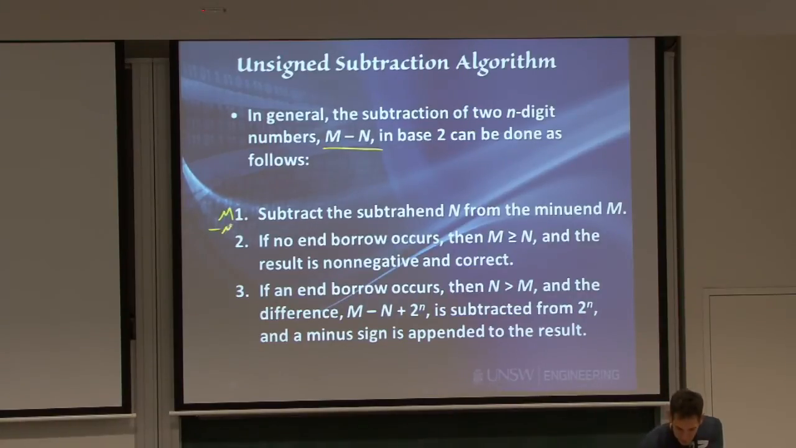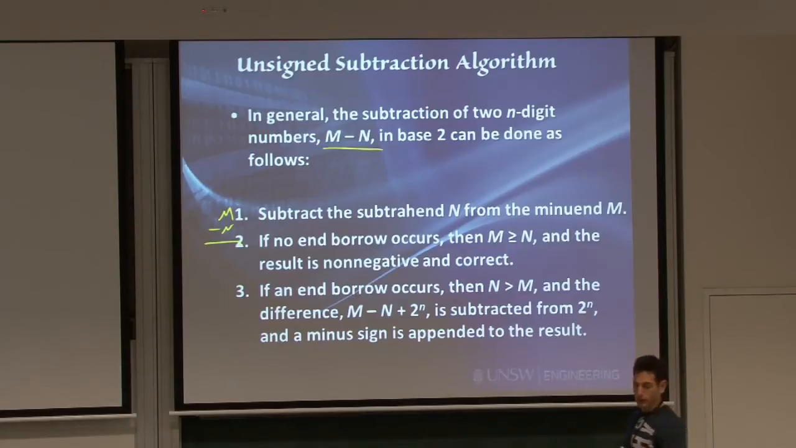M minus N. Now if M is larger than N, then I get a result and I don't have any borrow or an N bar coming from the left. Right? The top number is larger than the bottom one. I am expecting to get the right result. I won't need to borrow anything from thin air. It's all good. So that's not a problem.